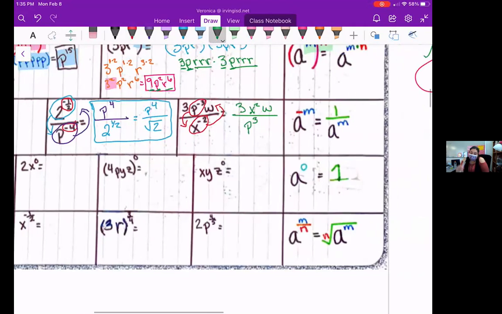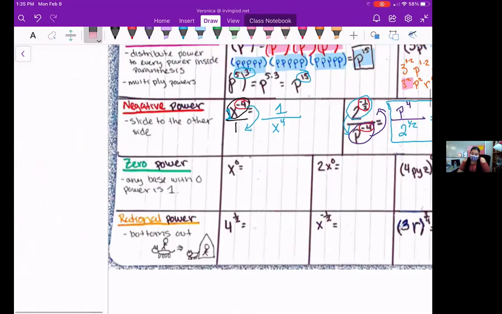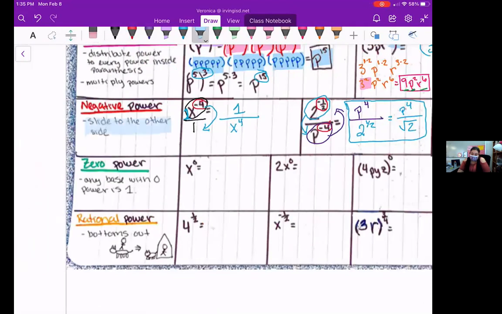Okay, which is basically what this rule is showing you. It makes it seem like it's always going to go to the bottom. It's really not. It's just going to get thrown to the other side. So if you have 1 over a to the negative m, that's just going to be a to the m on the top. That's what I mean by it goes to the other side. You don't have to write that part down. You have it written over here, right? You just slide to the other side.